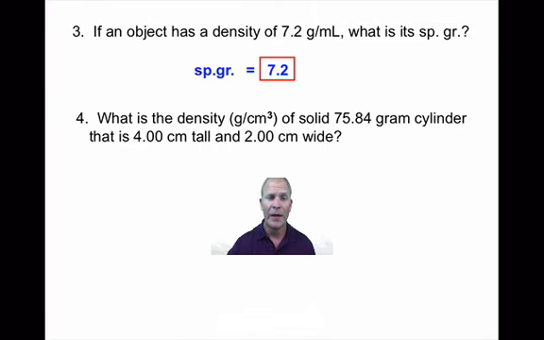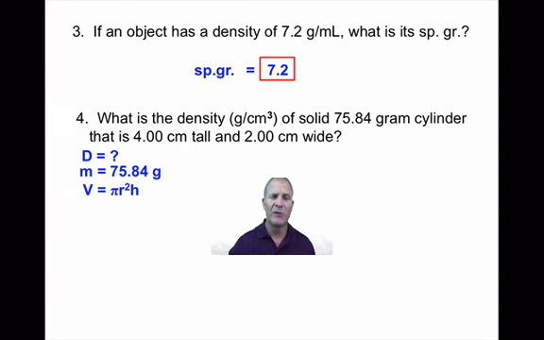gram cylinder that is 4.00 centimeters tall and 2 centimeters wide? In this situation, wide means your diameter. We know the mass. We need its volume. It's a cylinder, so volume equals pi r squared h, where your h is 4 centimeters, your height. Your diameter is 2 centimeters, take half of that, it's 1. So you can actually solve for the volume.